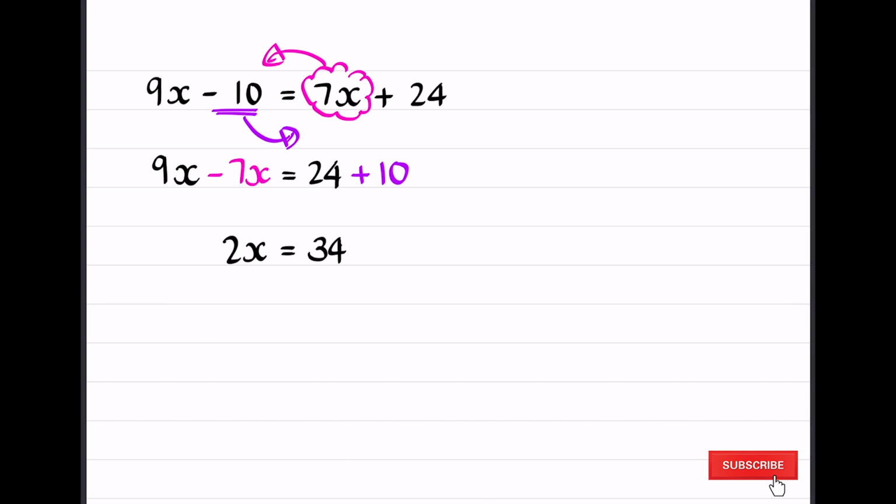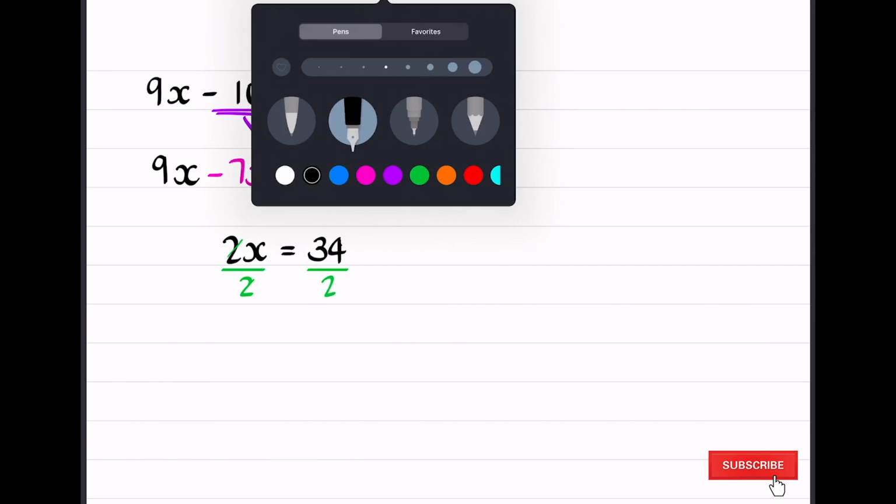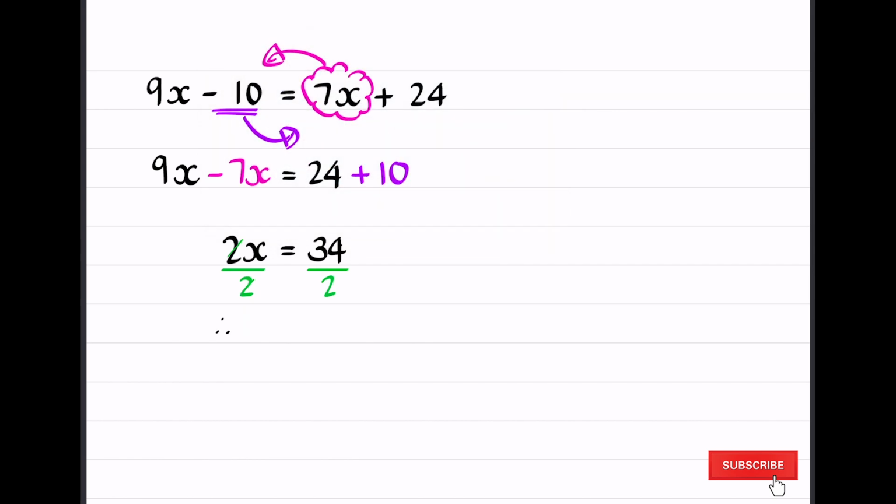Now I have 2x equal to 34, and I don't want 2x, I want the x by itself. So what I'm going to do is divide the left-hand side by 2, so that these 2's are going to cancel out. However, what I do to the one side, I have to do to the other side, so I'm going to divide the other side by 2 as well. And therefore, I would have 2x divided by 2, which is x, equal to 34 divided by 2, which is 17.